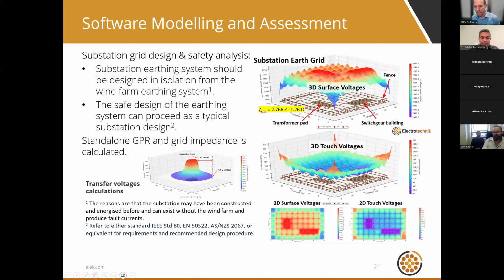So this is an example of the modeling. We'll model the earthing system. We will calculate the surface voltages. We will calculate the touch voltages. We will look at those in 3D. The earthing system will often be modeled in 3D. I think the system here shows the fence in 3D. You don't necessarily have to model the fence. And we'll look at it in 3D and we'll look at it in 2D, and we will examine areas or locations that are causing problems, such as high touch voltages.